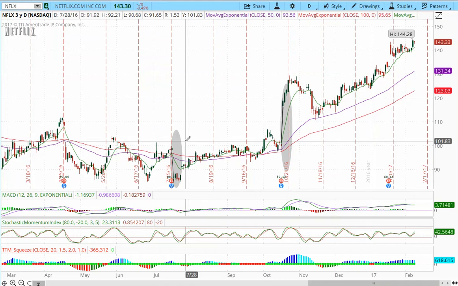So if you have a high tolerance for uncertainty, then you would be okay to trade earnings. But that's a simple explanation of what a gap up and a gap down is.